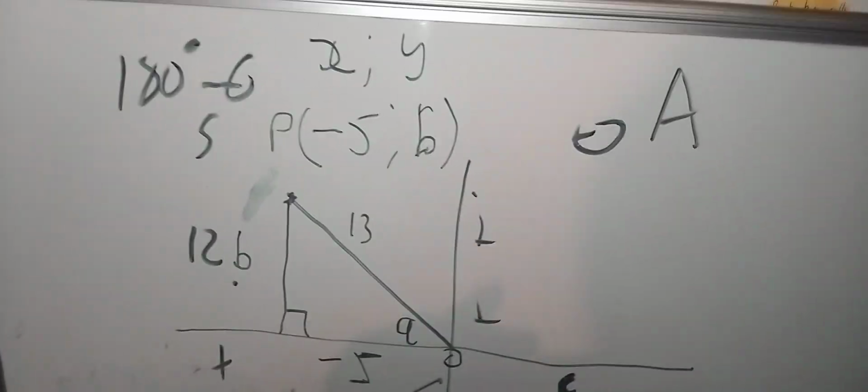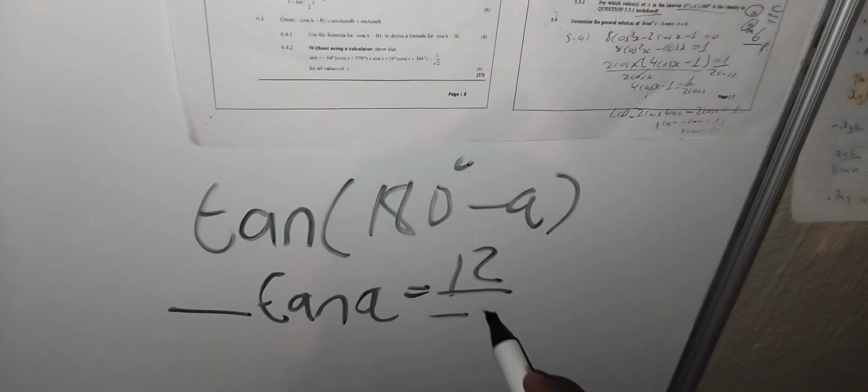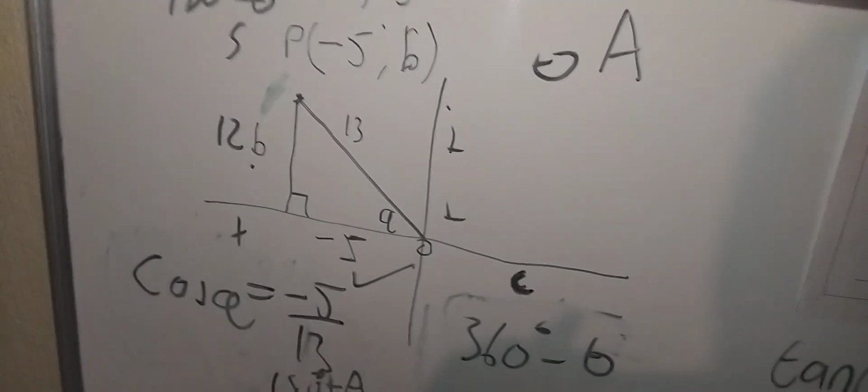We know that tan is opposite over adjacent. What's opposite alpha is 12, so we have 12 and negative 5. This becomes 12 over negative 5. You can simplify it further if possible, but in this case it's not really possible. So your answer is 12 over negative 5, because it's opposite over adjacent. And then for cos alpha it's negative 5 over 13.